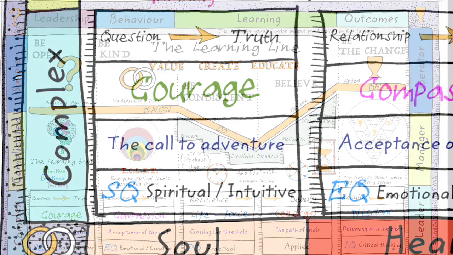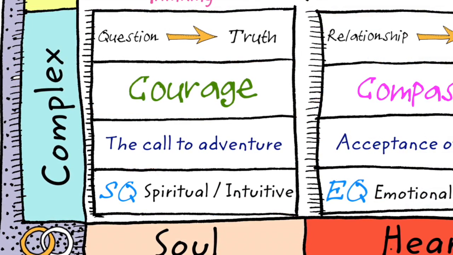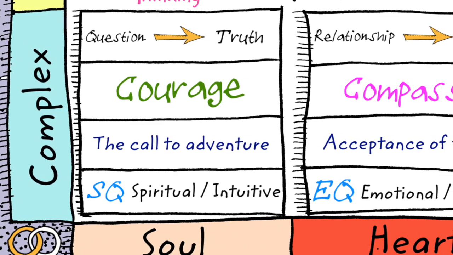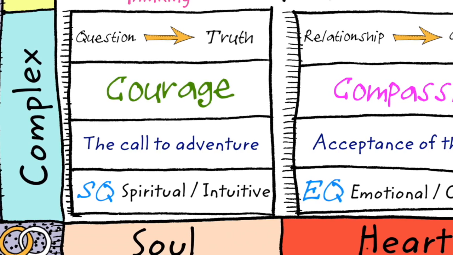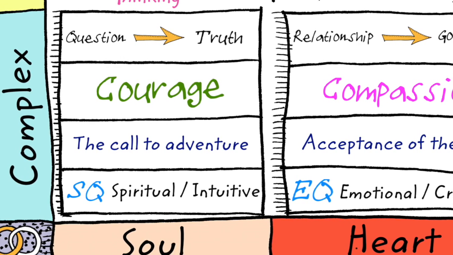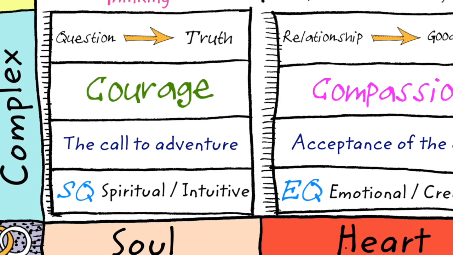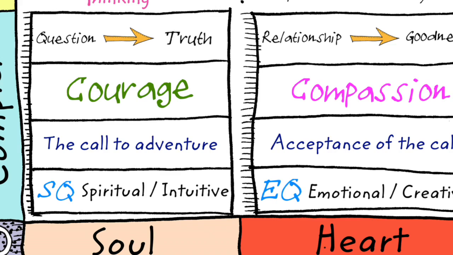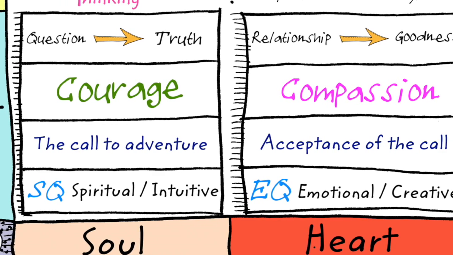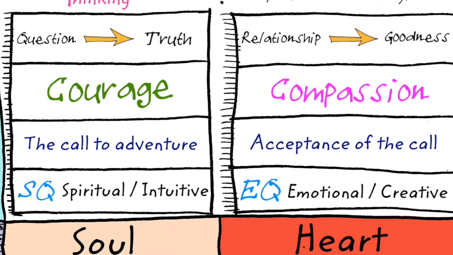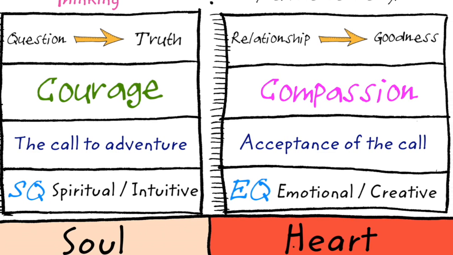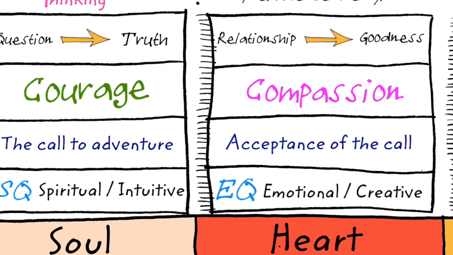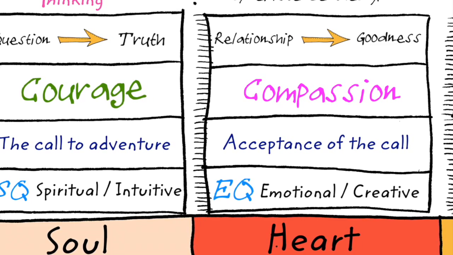The first step is the call to adventure and requires the development of intuitive or spiritual intelligence. When we explore relationships, we create the value of goodness. This develops the virtue of compassion and requires us to accept the call, to trust our intuition and the guidance, encouragement and experience of those around us, such as teachers and fellow pupils or members of staff. This requires emotional or creative intelligence.